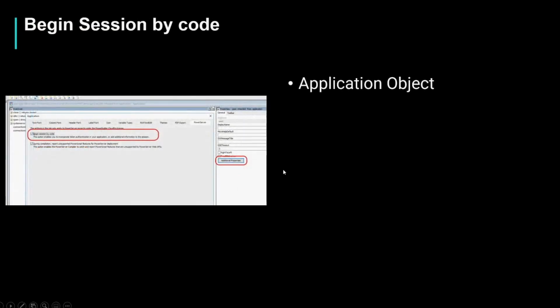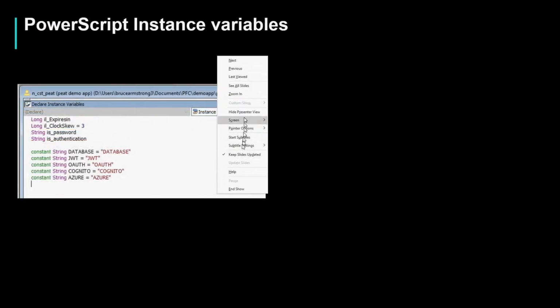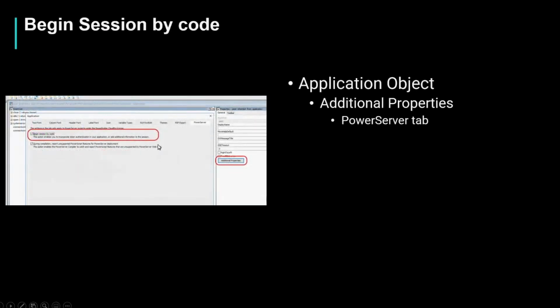Then we're going to open up the application object, click on the Additional Properties tab. There's a PowerServer tab on that Additional Properties, and there's an option there for begin session by code, and we want to check that. Normally what happens if you're not using third-party authentication is that the session's automatically started. What we want to do here is delay the creation of the session until after we've authenticated and then start the session.